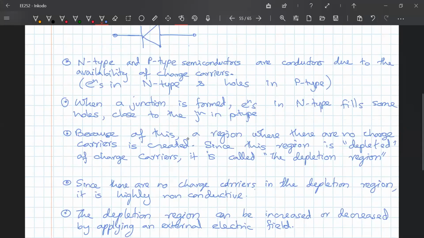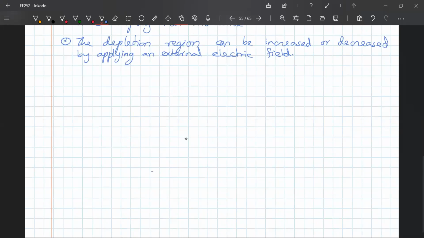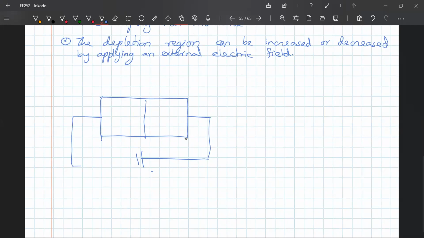Okay, let me draw that. So if you have, for example, the same piece of semiconductor, right? So if I take this and connect it to a battery like this, what will happen is this is the positive, this is the negative, and this is N type and this is P type. You already had a depletion layer here.